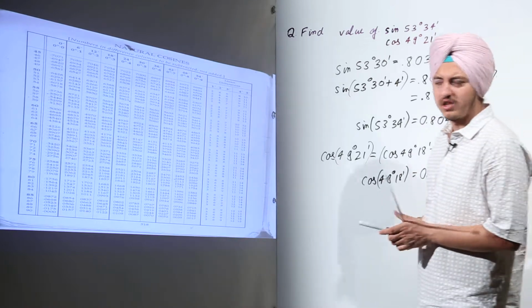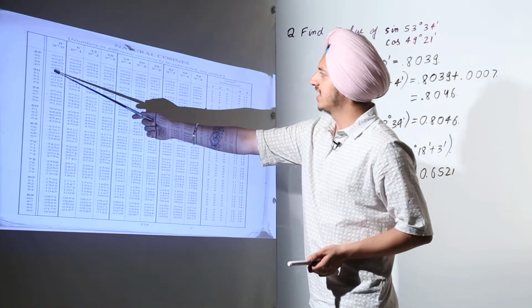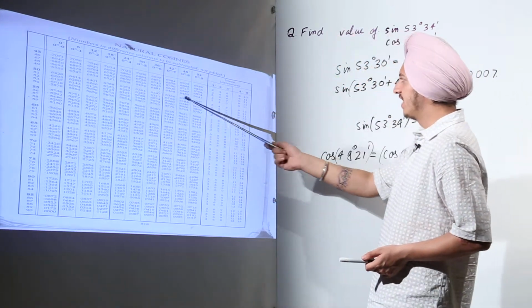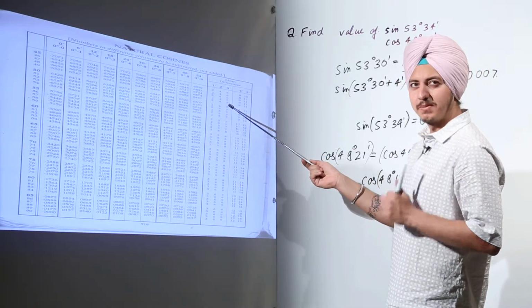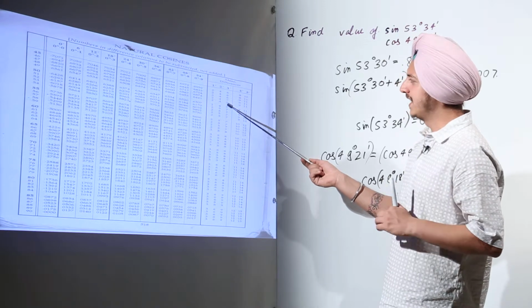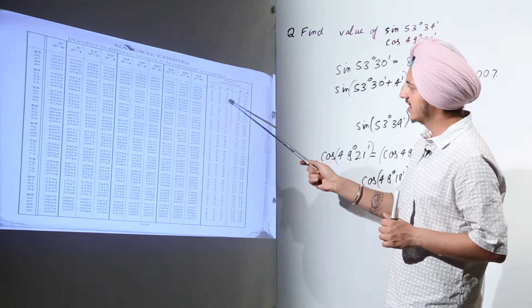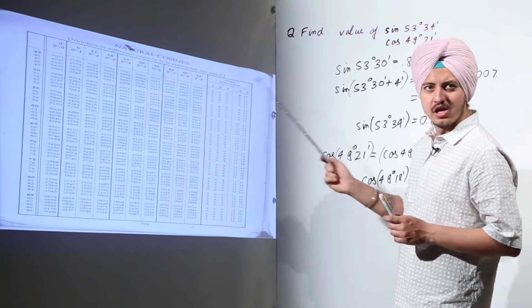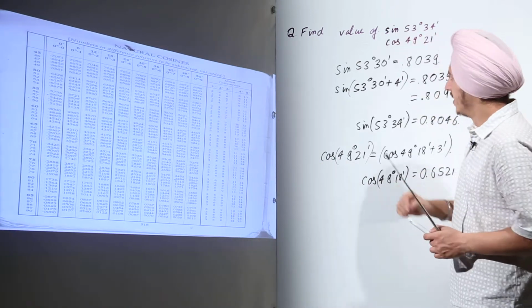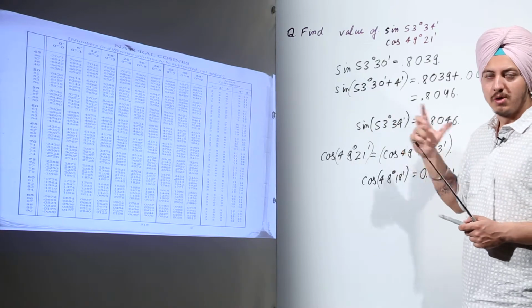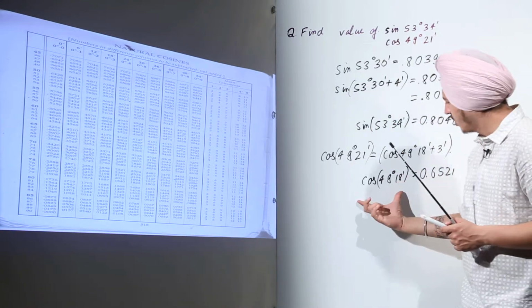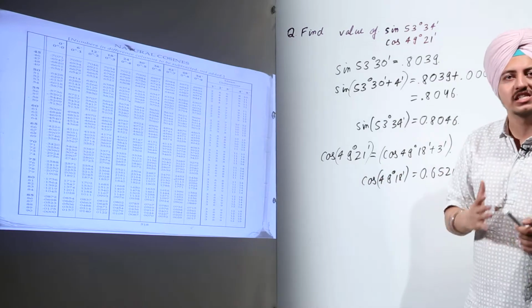How do we find that? We look under the section of mean differences under here, and the mean difference which we need is 3, right? Because 18 plus 3 is 21. So the mean difference is 3. The value under 3 is 7, right? In the case of sine, what we used to do is add this value. But in the case of cos, we subtract this value.